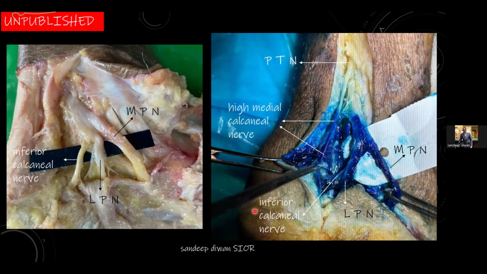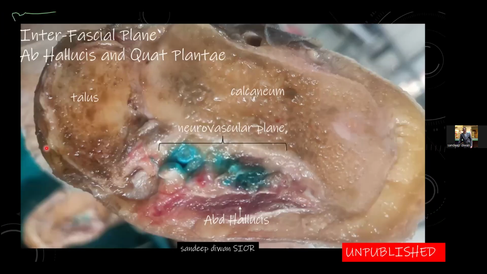Now, apart from that, I did a cross section at this level. I wanted to see the deeper levels at which this dye would be percolating, because beyond this, you won't be able to dissect. That's the limit. So we did a cross section below the medial malleolus, and we found that it lies very close to the abductor hallucis.